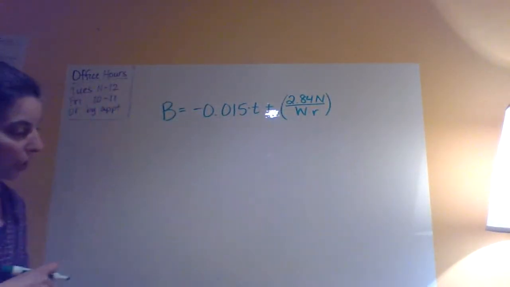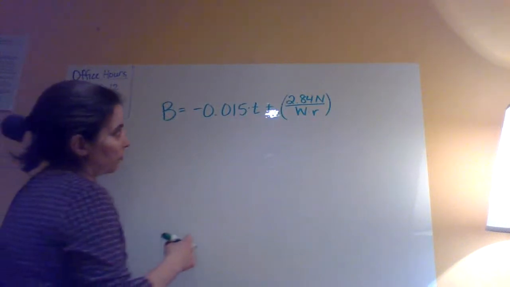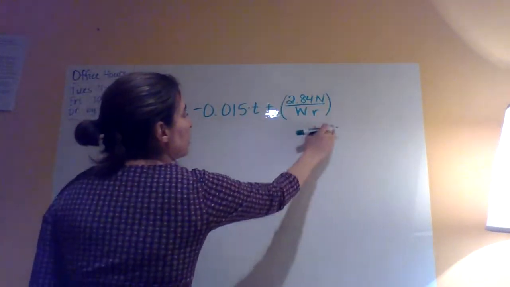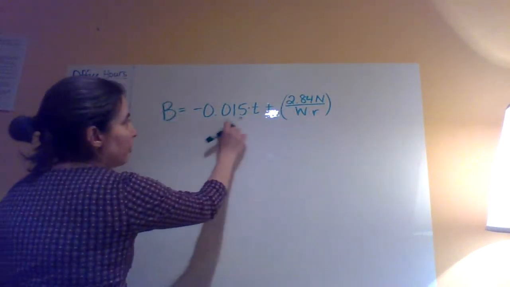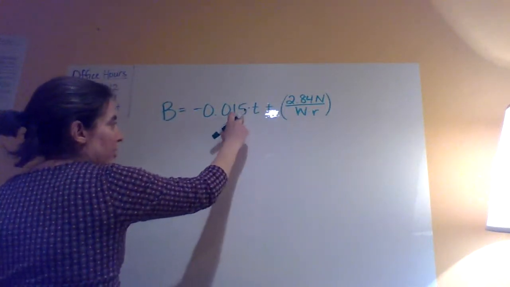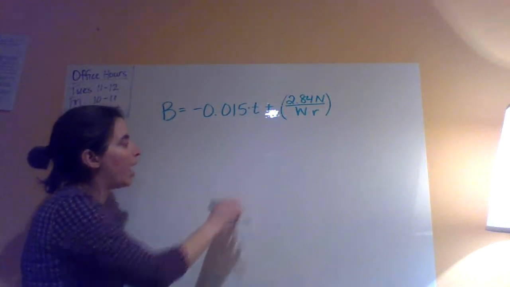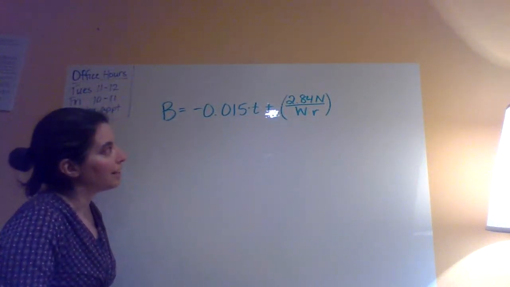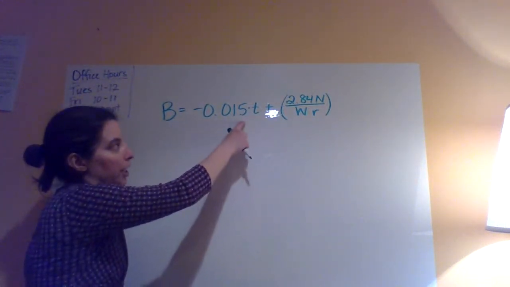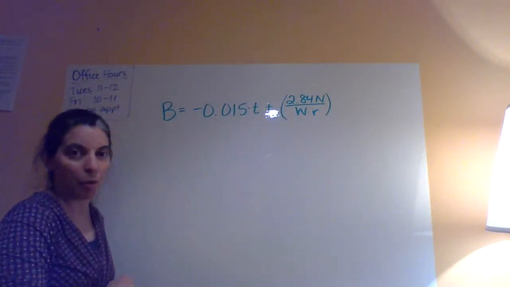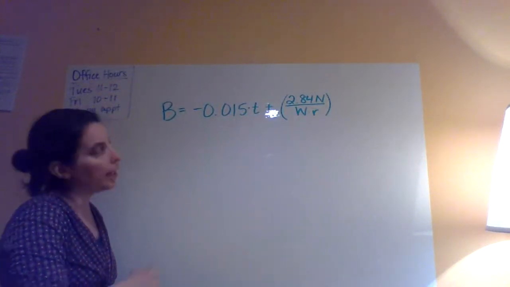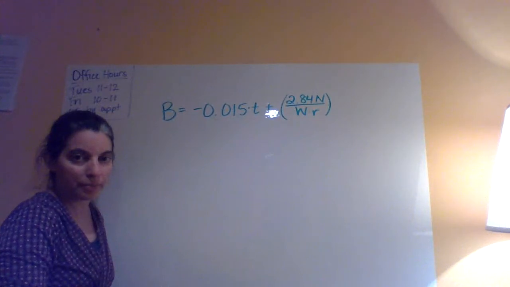So let's just take a look at this for a minute. We notice that there are two terms, okay? If I look at this term, it's a negative number times t. So think for a minute about why that makes sense to have a negative number here times t. Think about what t equals and what you're trying to find.